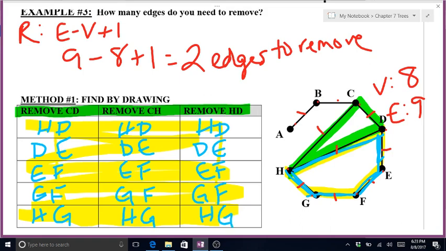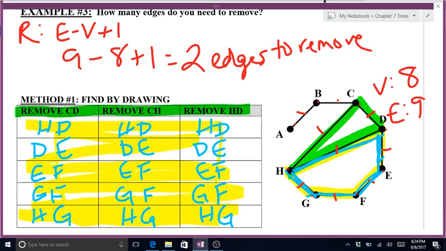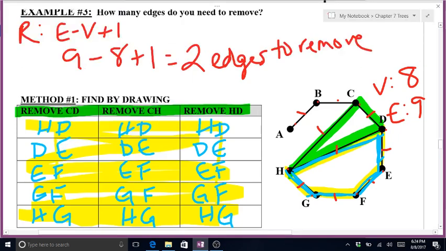Can anyone find my problem and as to why this is not 15? I will tell you this though, it's going to be 14. Okay, so let me give you that hint. There's 14 spanning trees.